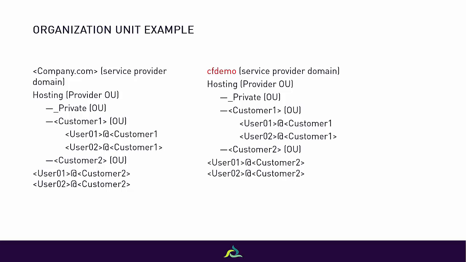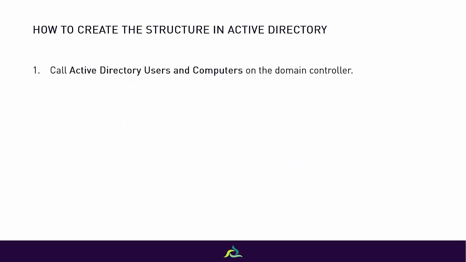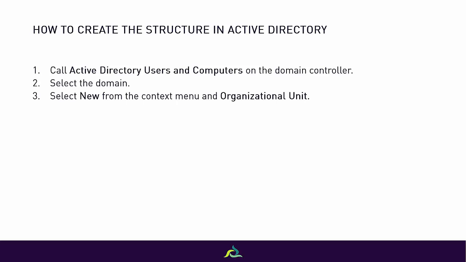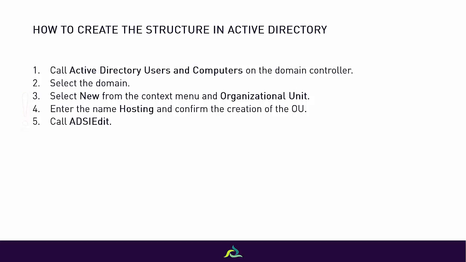The customers will be automatically created by CloudRobot. So to build this particular structure, we require certain steps in Active Directory, and the following steps are needed. We will need to use Active Directory Users and Computers, first of all. We need to select the domain. We have to select New from a context menu, Organization Unit. Enter the name Hosting. Be careful, this name Hosting is mandatory in every Cloud Factory implementation.